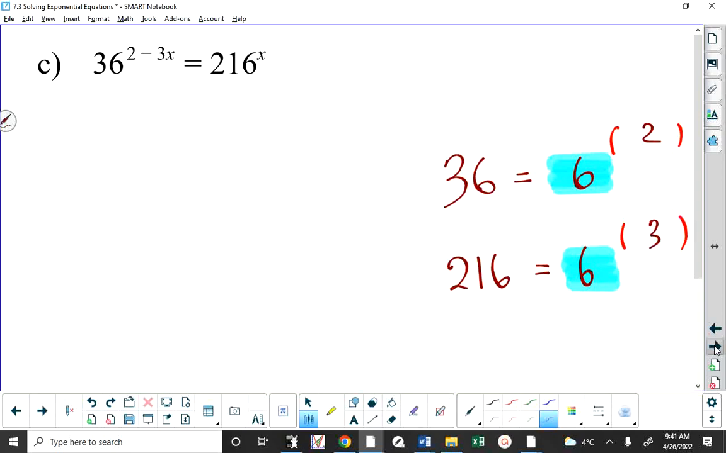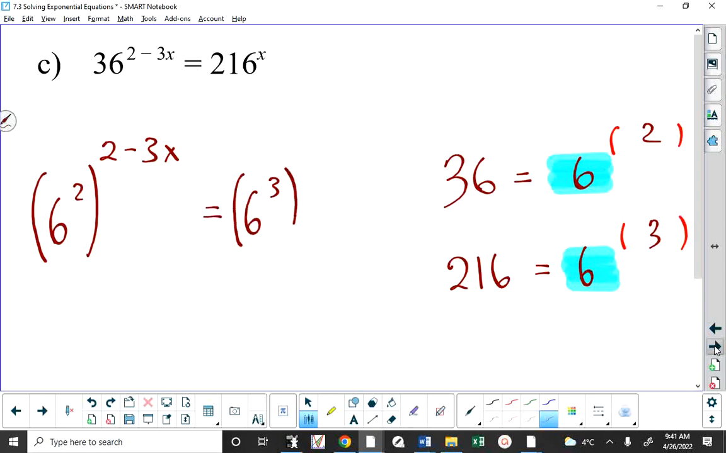Now watch very carefully how I do the substitution here. This 36 is going to be written as 6 squared, and it's in brackets, and it's raised to the 2 minus 3x. That's how it must be written. This is equal to now 216, which is 6 cubed, and that is raised to the x.